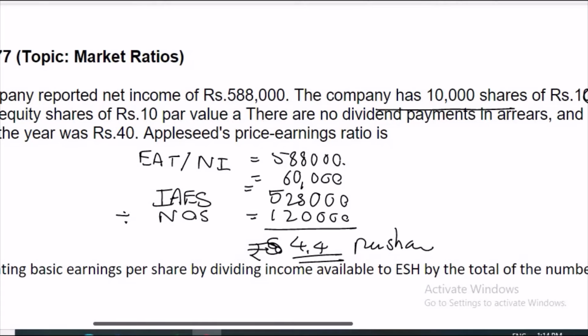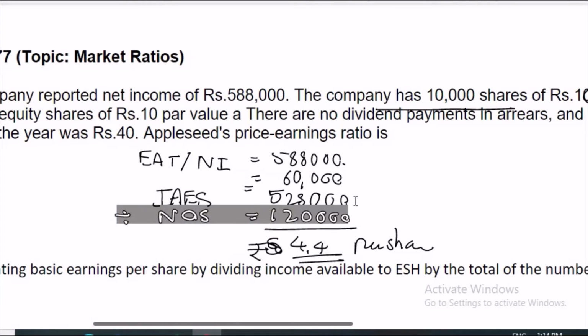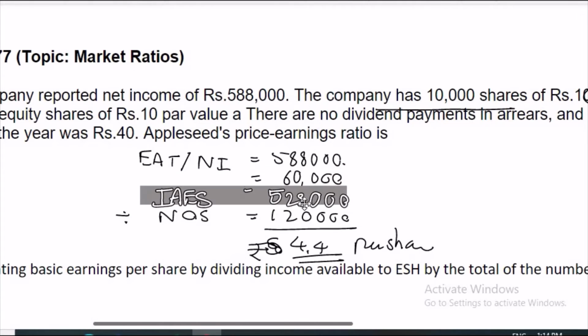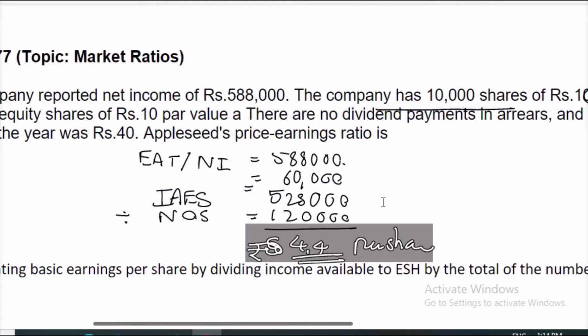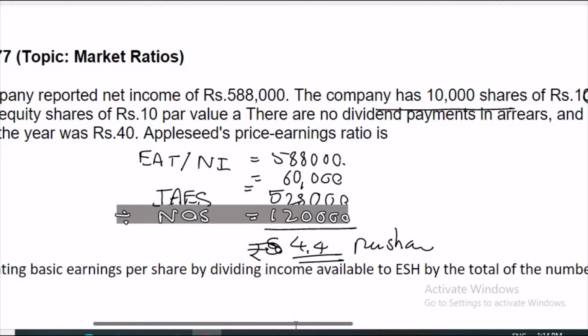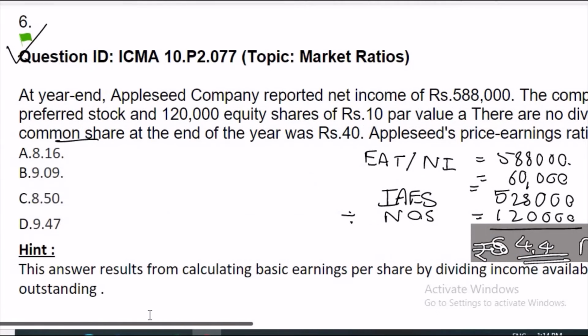So the price earning ratio is EPS after earning is 5,88,000 minus 60,000, that is 5,28,000. Then divided by the number of shares, that is 12,000. That comes to 58.16 per share.